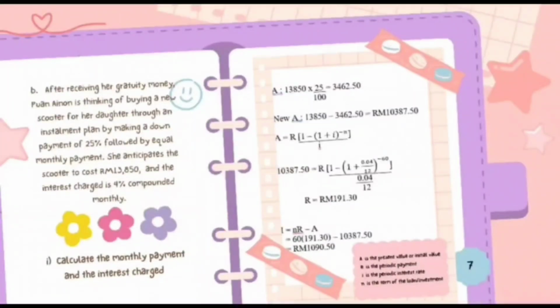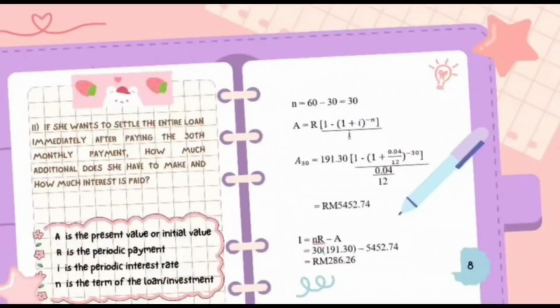10387.50 equals R bracket 1 minus bracket 1 plus 0.04 per 12 bracket minus 60 bracket per 0.04 per 12. R equals RM 191.30. The I equals NR minus A. So I equals 60 bracket 191.30 bracket minus 10387.50. I equals RM 1090.50.